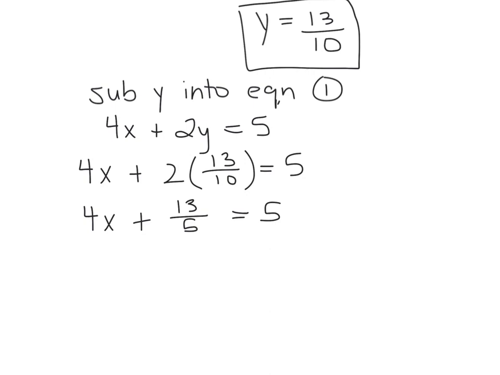So 13 over 5 is not a pretty fraction. So what I'm going to choose to do is get rid of the fraction and try to make the math in the rest of the solution more simple. So there is a 5 in my fraction denominator, so everything in my equation is going to get multiplied by 5. So 5 times 4x is 20x. 13 over 5 multiplied by 5 is 13. And 5 times 5 is 25. So now we've got something that looks much easier to work with.